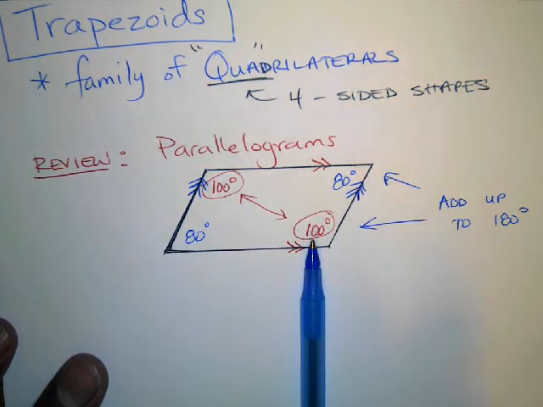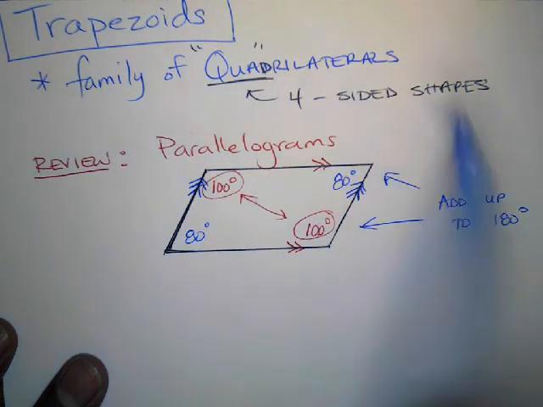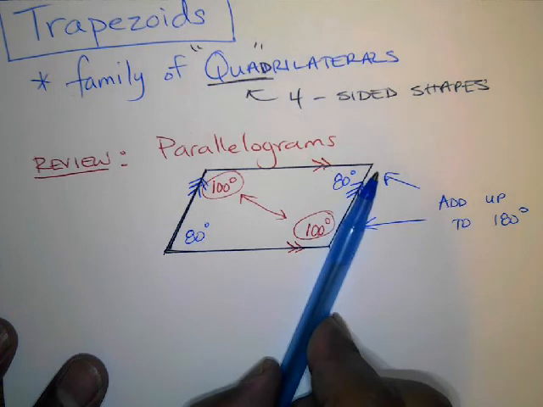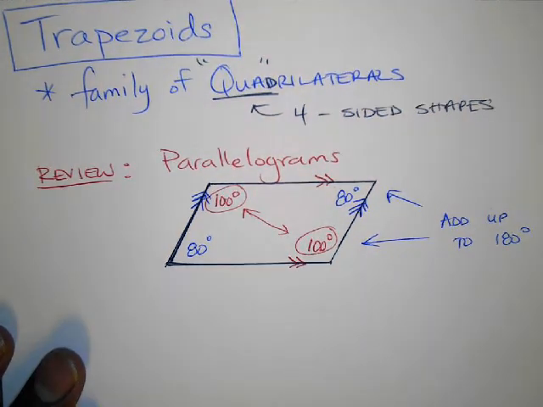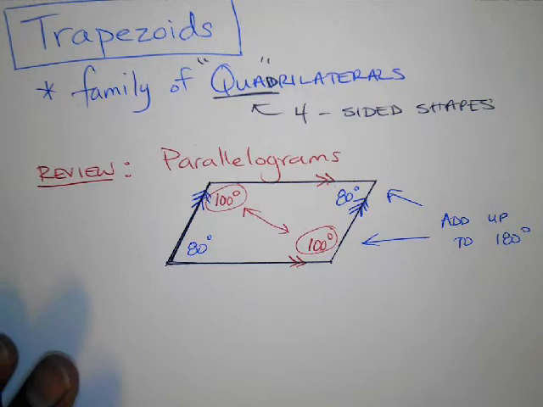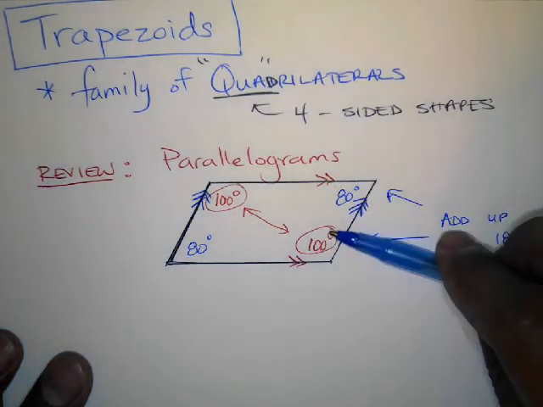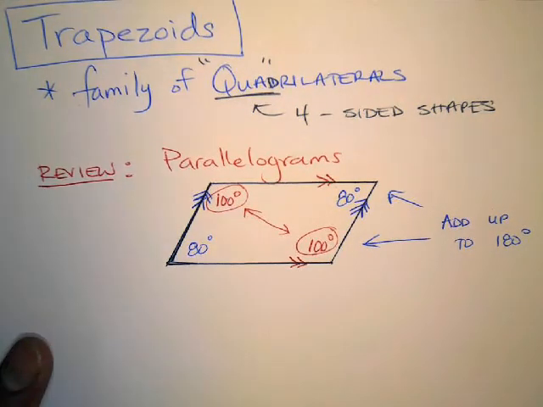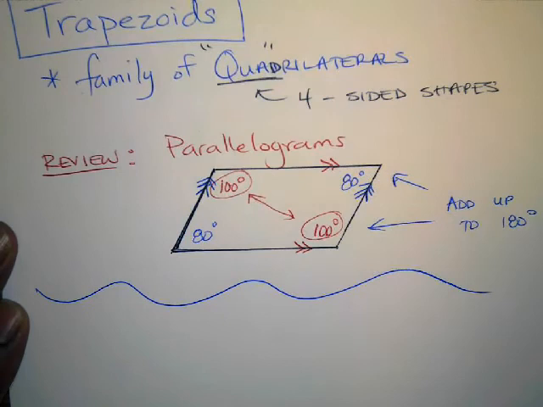So whether you looked at it this way, they added up to 180, or whether you looked at it this way, they added up to 180, or whether you looked at it this way, right? The same side angles added up to 180. That's going to be something that the trapezoids also have. Okay? This part where they add up to 180, not the opposite angles. Okay? All right, so let's look at trapezoids now.